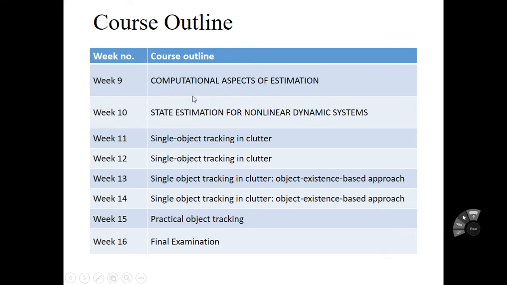After the midterm, you have to study the computational aspects of estimation, then state estimation for non-linear dynamic systems, then object tracking clutter. This chapter will cover 2 weeks, and then again single object tracking in clutter based on the object existence based approach. This chapter will also cover 2 weeks, and then practical object tracking, where you will consider the practical implementation, and finally you will have a final examination.